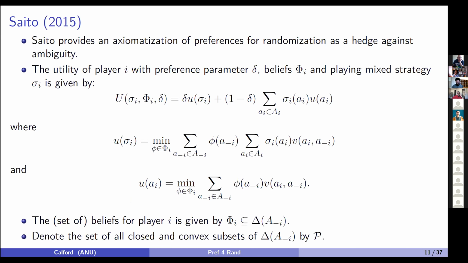Just a little bit of notation. The set of beliefs for player I is given by the capital phi, and it's a subset of the set of mixed strategies of their opponent. And we're also going to need later on the set of all sets of beliefs, and that's going to be this calligraphy P.